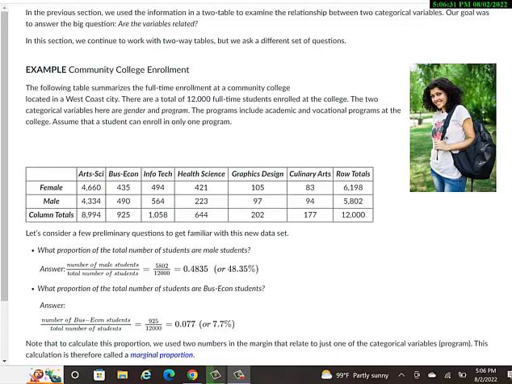Let's see. So the example is community college enrollment. The following table summarizes the full-time enrollment at a community college located in a West Coast city. Could be ours, I guess, huh? There are a total of 12,000 full-time students enrolled at this college. The two categorical variables here are gender and the program. So you're in the nursing program, the agriculture program, etc. The programs include academic and vocational programs at the college.